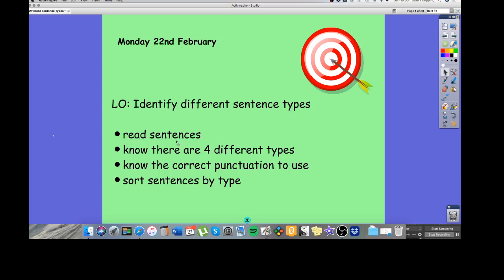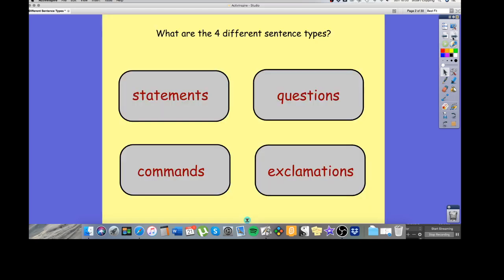We're going to read some sentences. There are 4 different types, and I'm going to go through those in a minute. Each one has a particular punctuation that you use, so we're going to have a look at those. And then your task today is to sort some sentences out for me. Okay? So let's have a look at the 4 sentence types to start with. So we have statements, we have questions, we have commands, and we have exclamations.